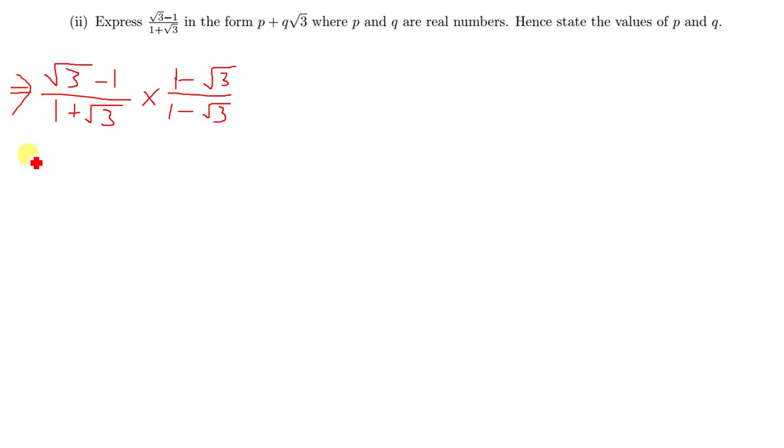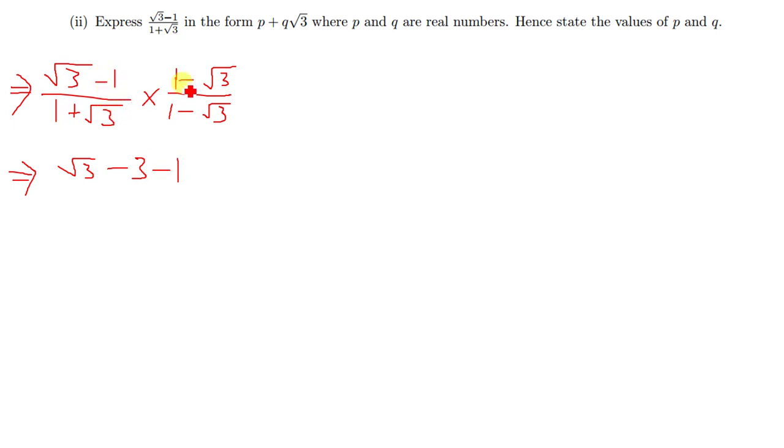The question is just the same. So we have not changed anything to the question. When you multiply the top part there, we're going to have root 3 times 1, you get root 3. Root 3 times negative root 3, you get negative 3. And then negative 1.